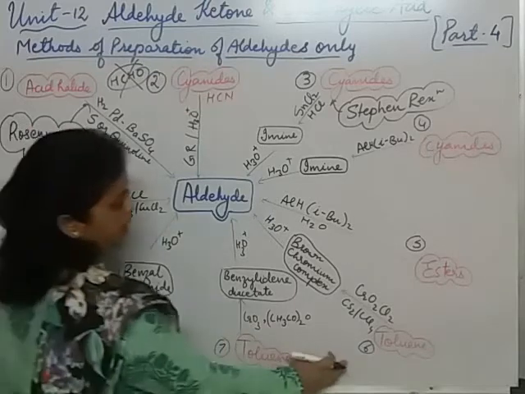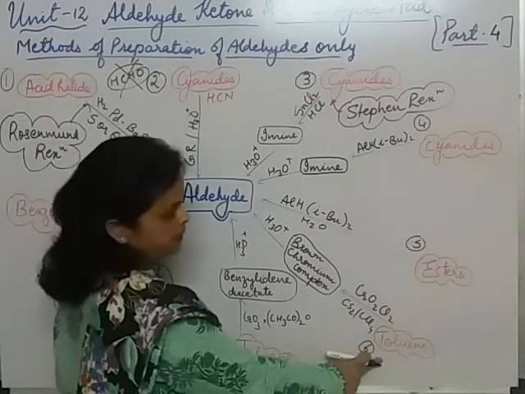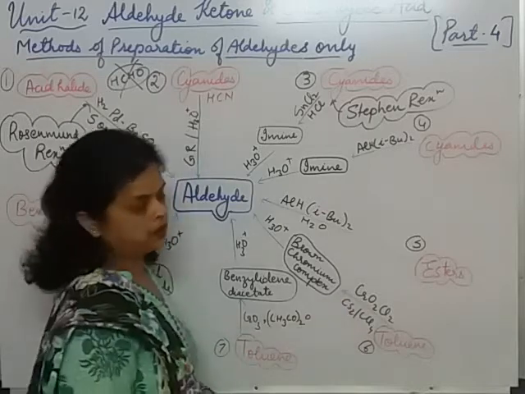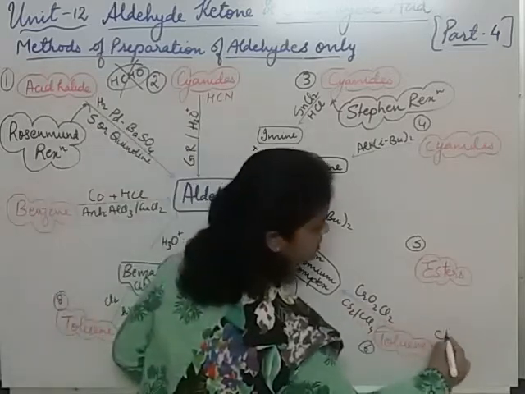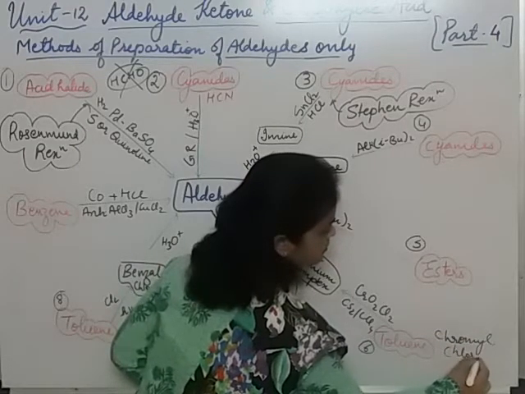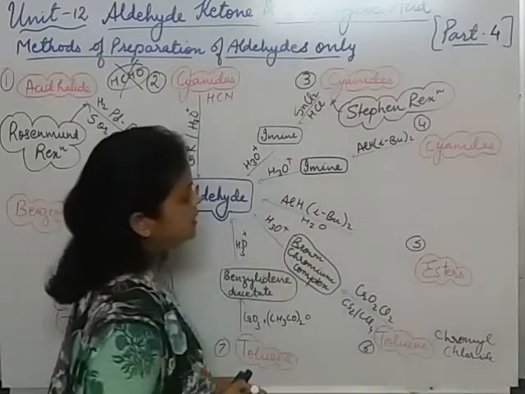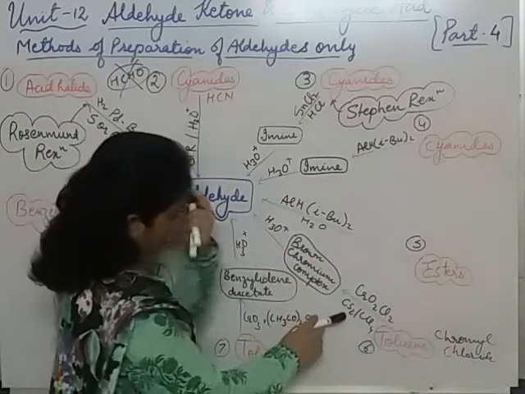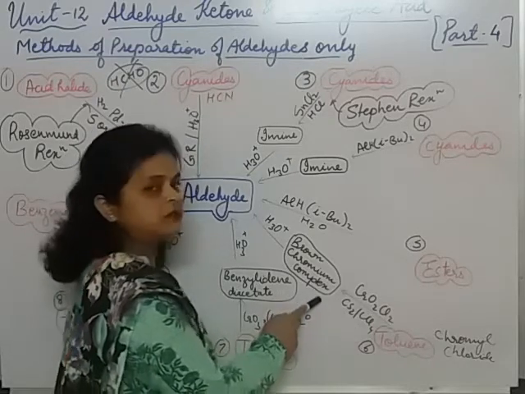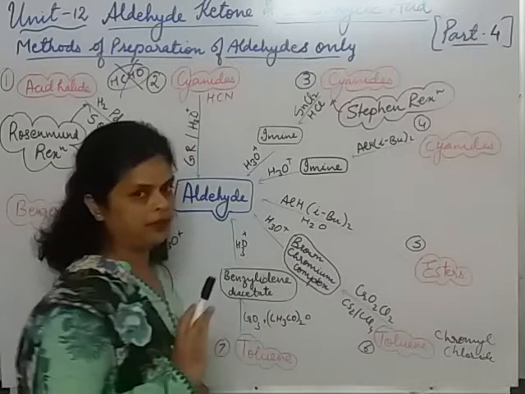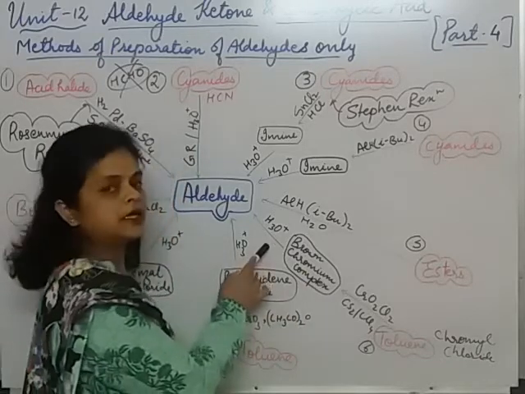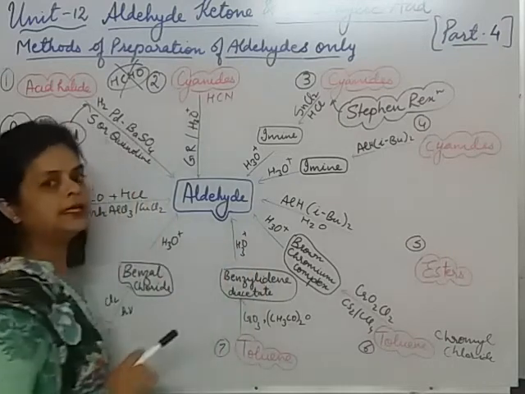Okay, now for the aromatic hydrocarbon we have taken toluene. When toluene reacts with chromyl chloride, the spelling is CHROMYL chloride, in presence of a non-polar solvent like carbon disulfide or carbon tetrachloride, it forms a brown colored chromium complex. Now this brown colored chromium complex, when it undergoes hydrolysis, forms the aldehyde.